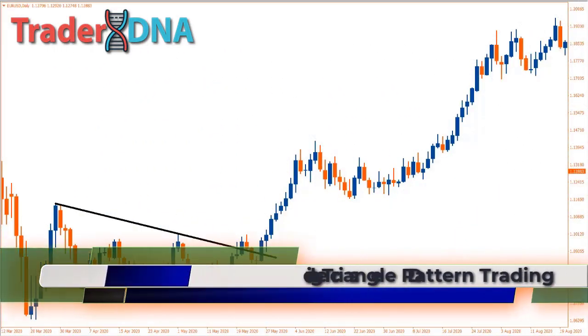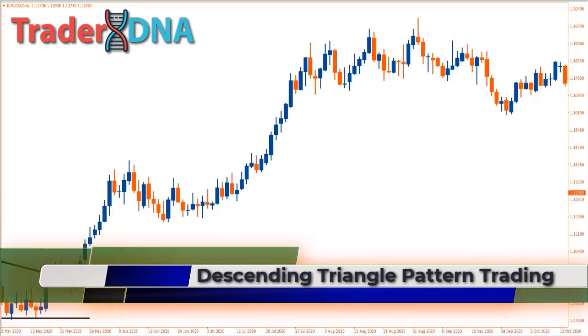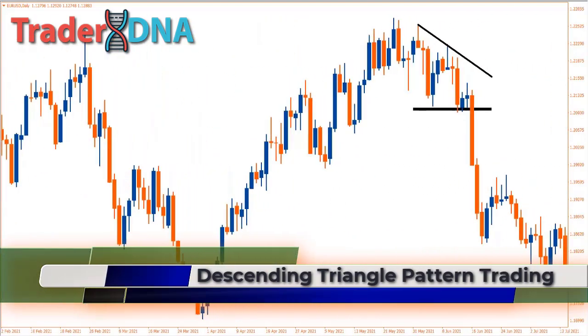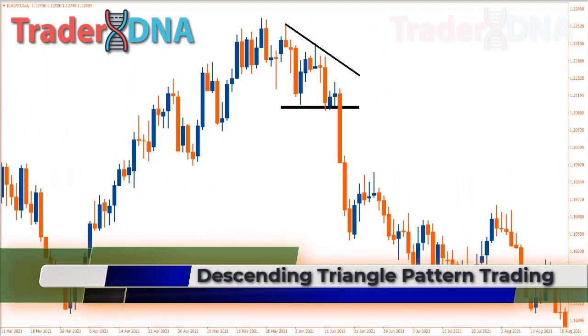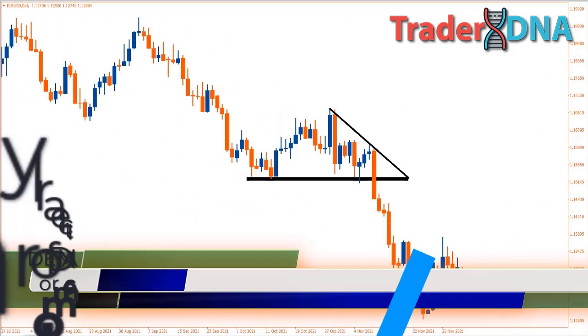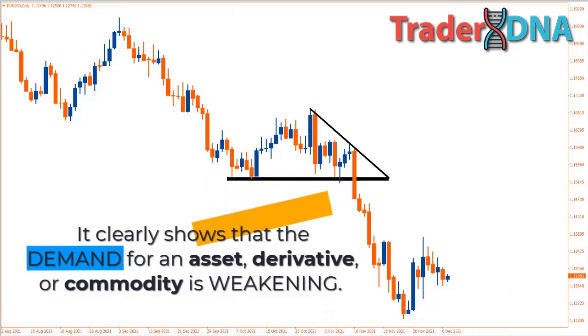Descending triangle pattern trading strategies. The descending triangle pattern is a type of chart pattern often used by technicians in price action trading. Descending triangles are a very popular chart pattern among traders because it clearly shows that the demand for an asset, derivative, or commodity is weakening.